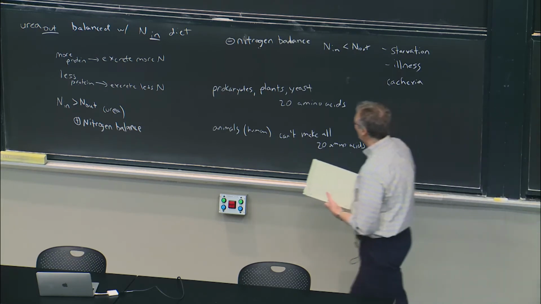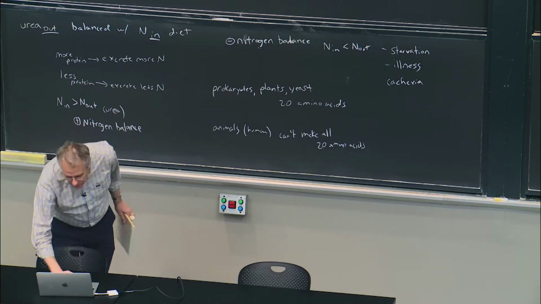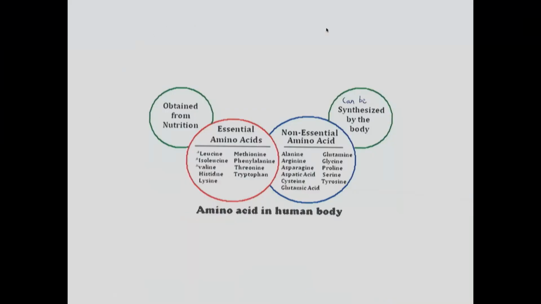So what are these essential amino acids? Well, I post them here on this picture. And so here are the essential amino acids. They have to be obtained from nutrition. Here are the non-essential amino acids. These can be obtained from the outside, but we also have the pathways in order to make them. And if you count these up, you will see that there are 9 essential amino acids and 11 non-essential amino acids.